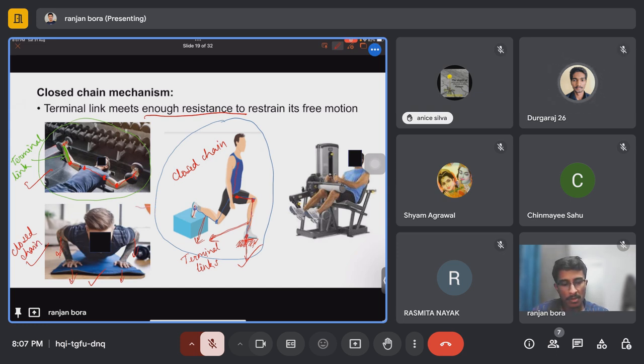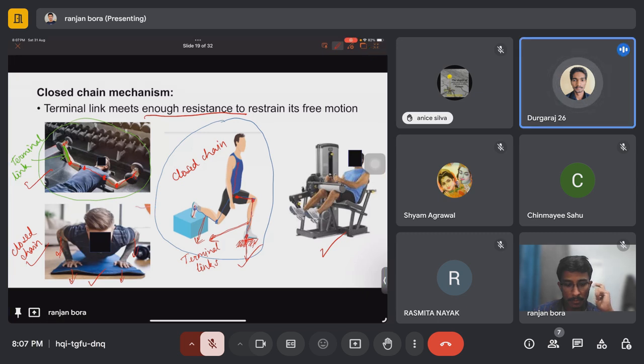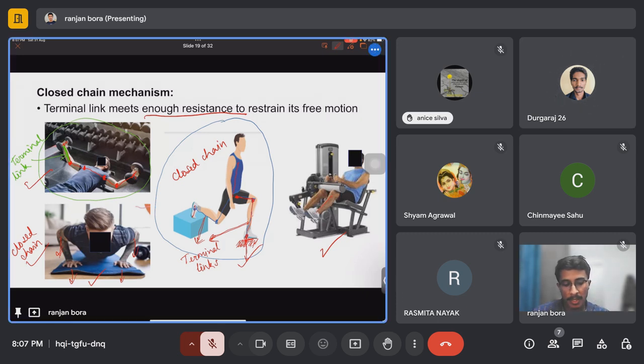Okay. And what about this exercise? This is an open chain, right? Yes, because he can freely move his leg. The legs can move in these directions. It is an open chain. Okay.